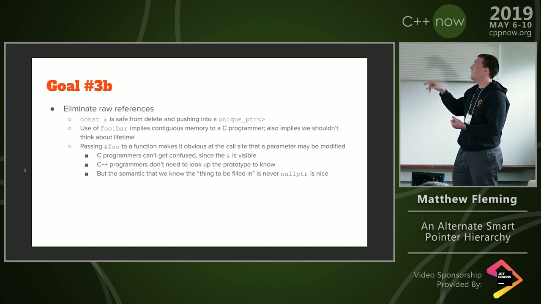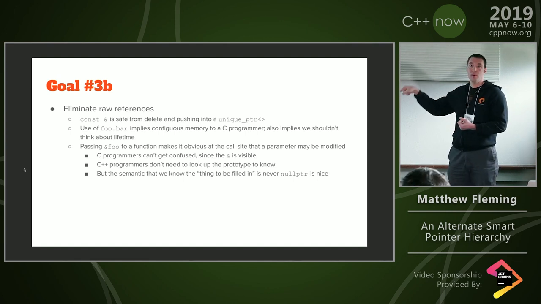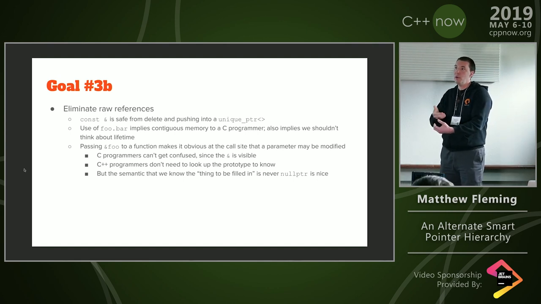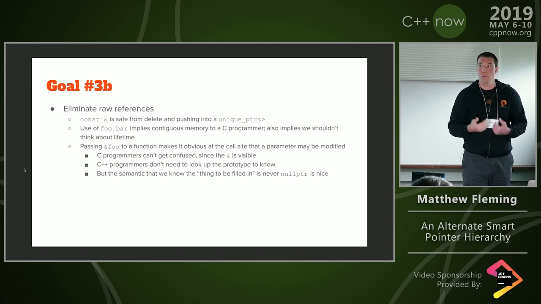So I would really love it if I could come up with a system where I could pass ampersand foo to a function to make it clear this thing could be modified by the function call. It makes my debugging easier. I get to do more local reasoning about what's going on.